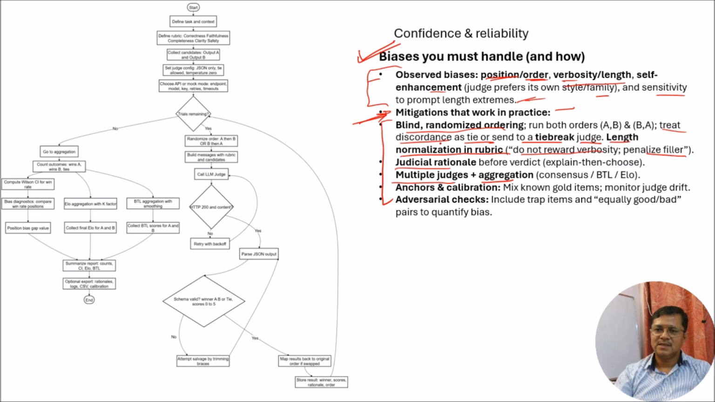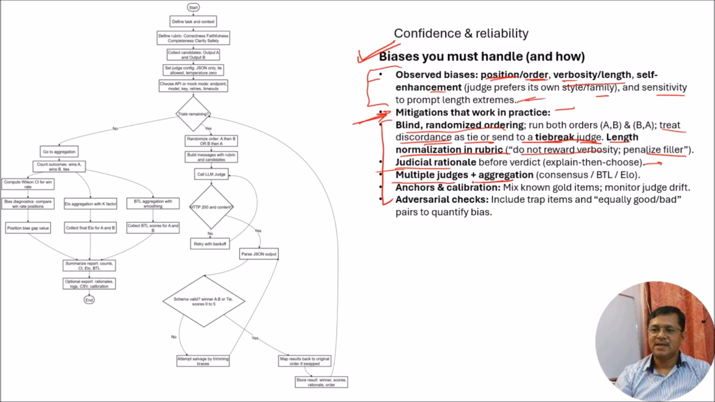Also in the judges case, we can use some tie-break, judge length-related normalizations rubric we can apply. We can say do not reward verbosity, and penalize the fillers if they unnecessarily use some fillers to increase the length. Some judicial rationale, like before verdict, explain and then choose, like why you took these decisions. We also tried a similar kind of practice in this example.